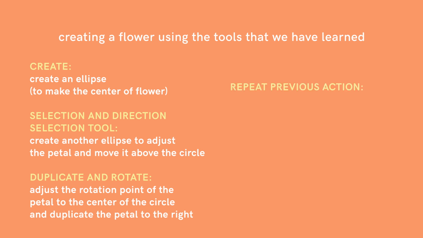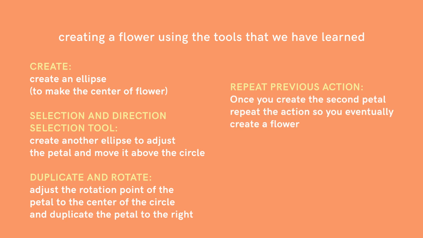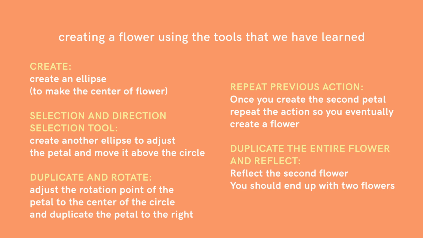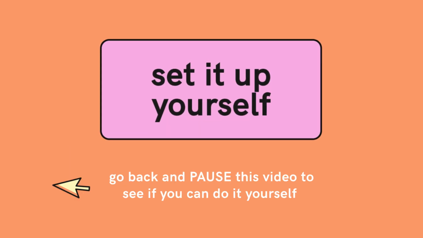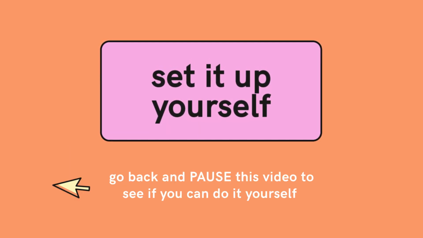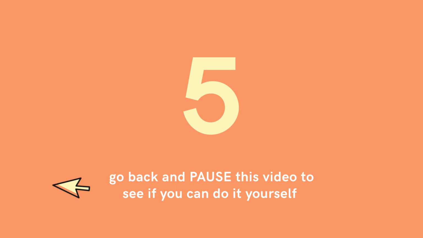Repeat the previous action, and once you've created the second petal, repeat the action so you can eventually create a flower. Duplicate the entire flower and reflect. Reflect the second flower and you will end up with two different flowers. Try it yourself, and if you need to see the answers, wait for it in a few seconds.